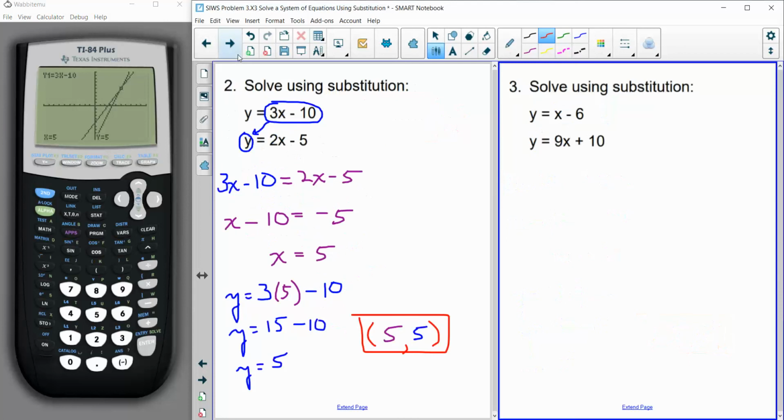Let's do another. Using substitution. So I'm going to take this piece right here and substitute it in for y. So I'm going to do x minus 6, that's y, equals 9x plus 10. And at this point, you got to just be good at solving equations. I'm going to solve this one a little bit differently. I'm going to subtract x from both sides.